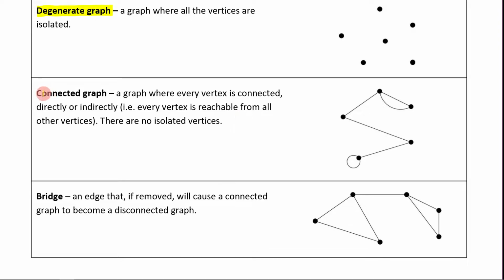Next, a connected graph. So this is a graph where every vertex is connected directly or indirectly, i.e. every vertex is reachable from all other vertices. There are no isolated vertices, and here's an example of that here.